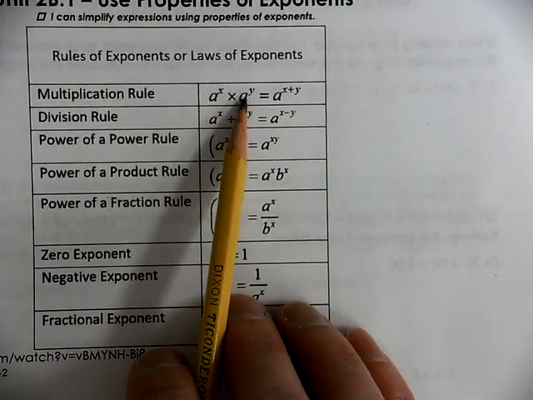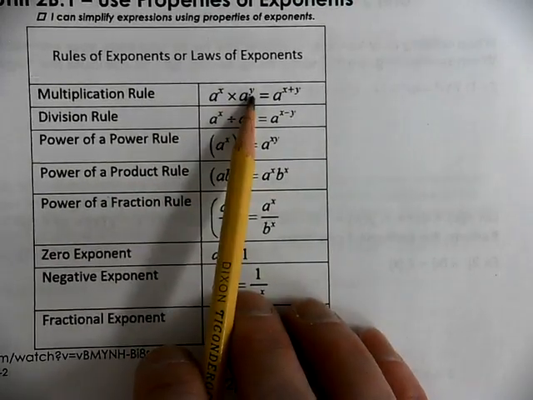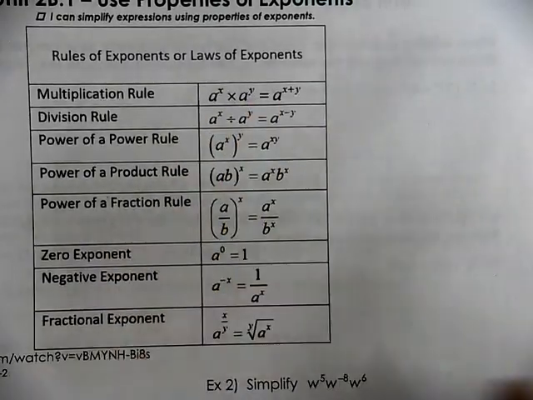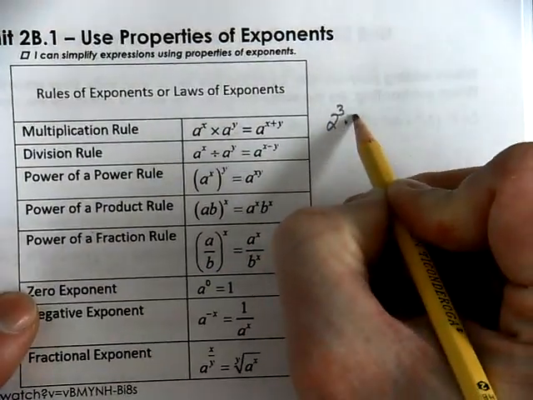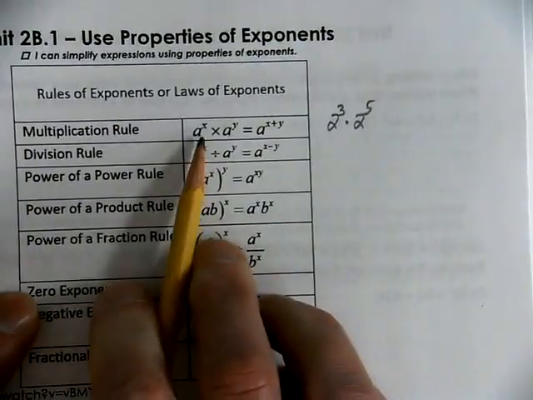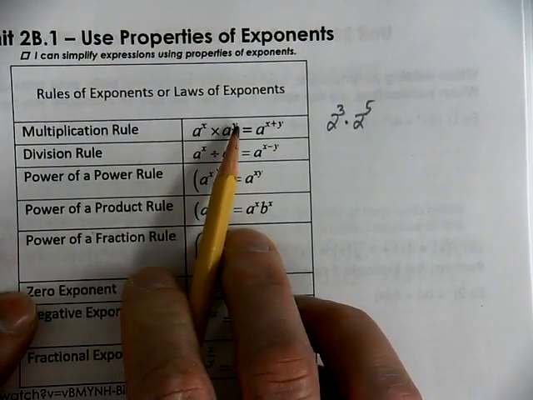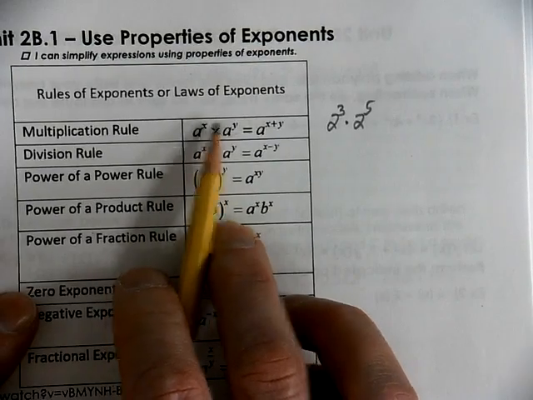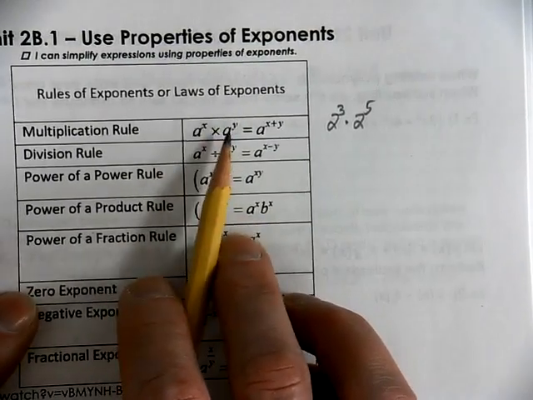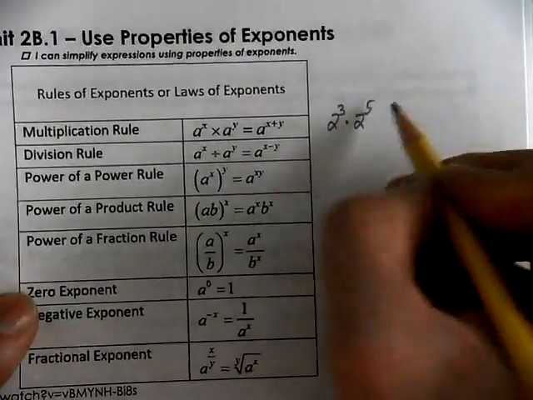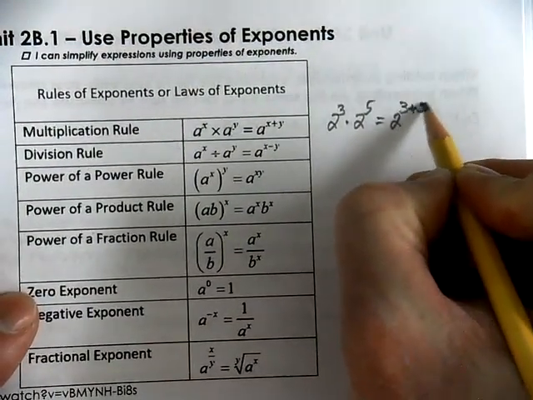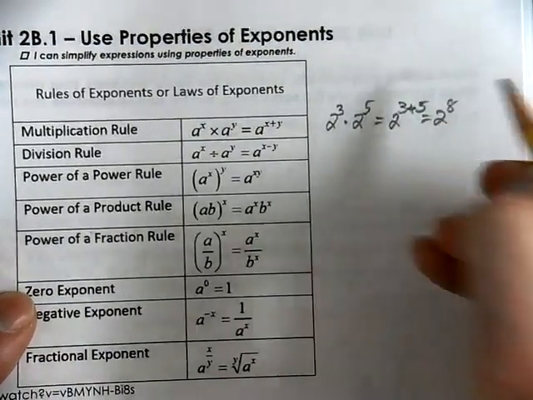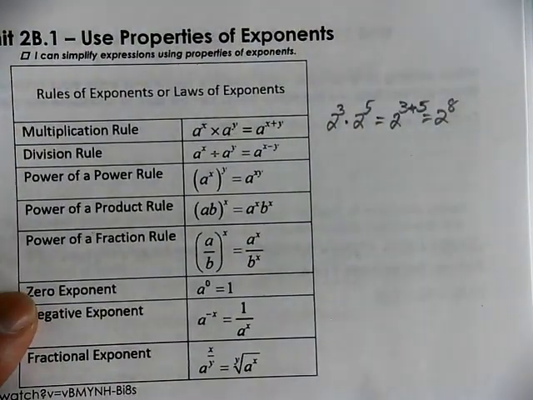If you're multiplying the same base, A and A are the same base, you can consider that like 2 to the third power times 2 to the fifth power. The same base, but with different exponents. They could be the same exponent, that doesn't matter. But we're going to add the exponents together to reach our conclusion. So it's 3 plus 5 gives us 8, so it's 2 to the 8th power.